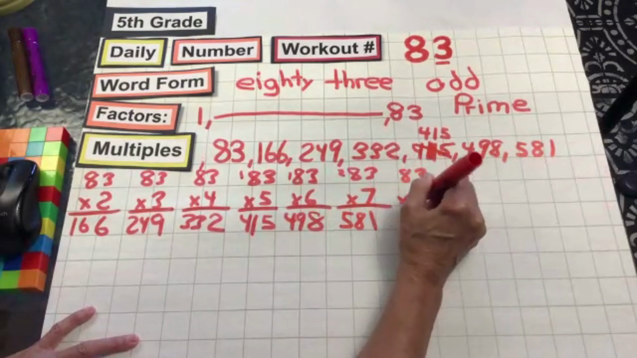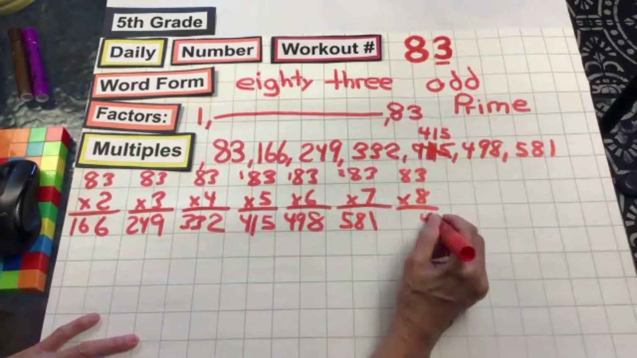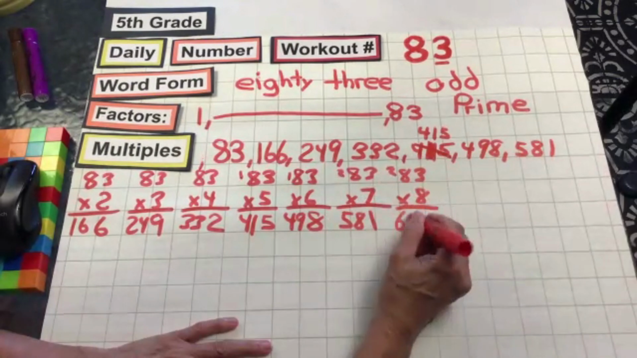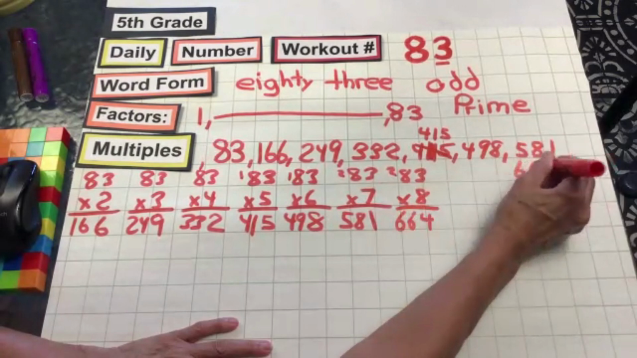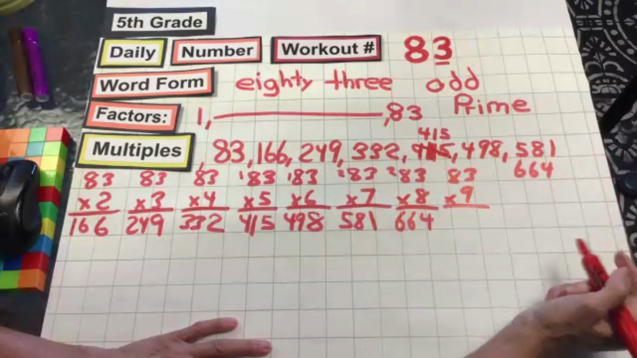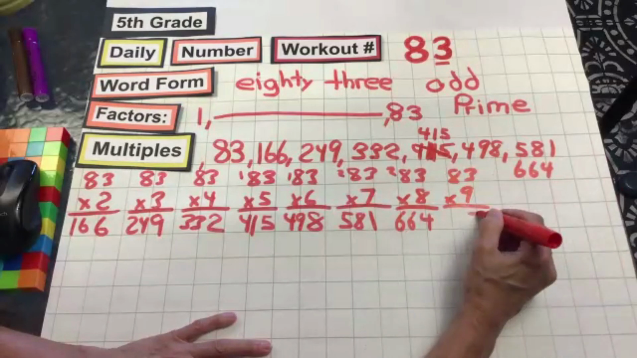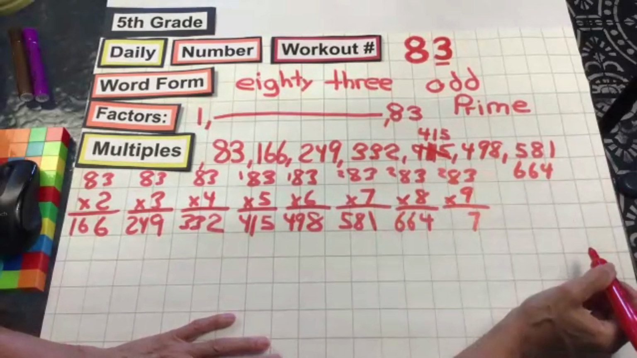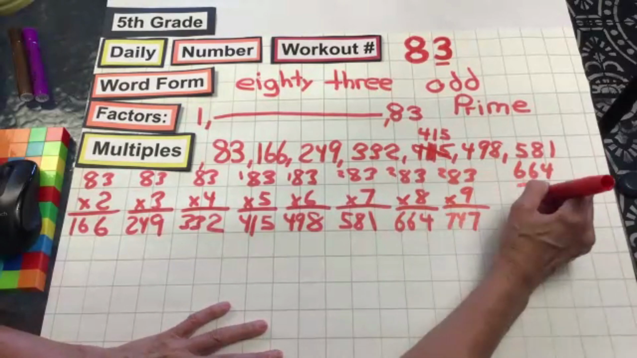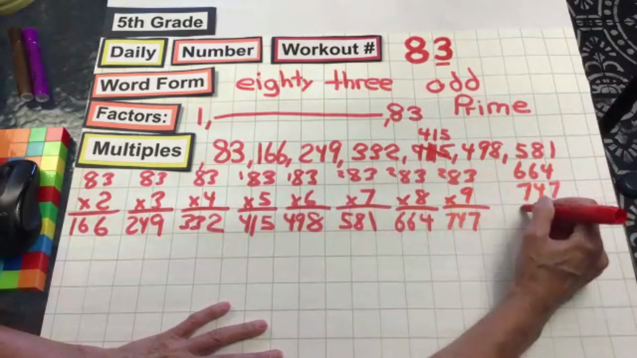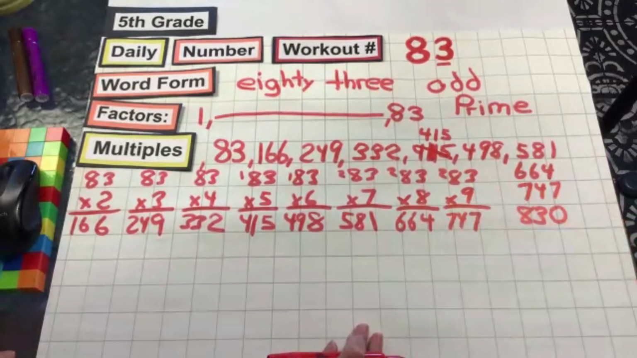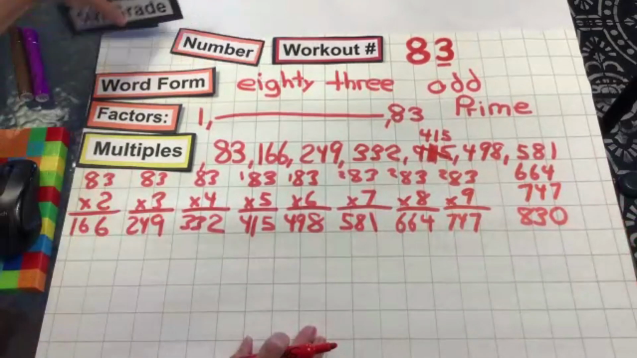83 times 8. 8 times 3 is 24. Drop the 4, carry the 2. 8 times 8 is 64, plus 2 is 66. So we have 664. 83 times 9. 9 times 3 is 27. Drop the 7, carry the 2. 9 times 8 is 72, plus that 2 is 74. So we have 747. And then 10 times any number is that number with a 0 in the ones place. So we're done with our multiples.